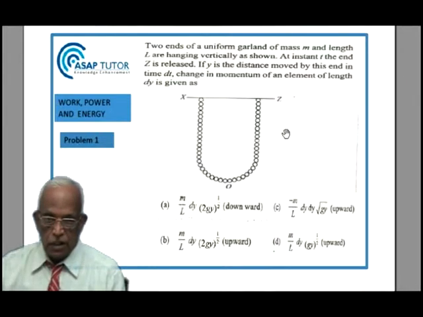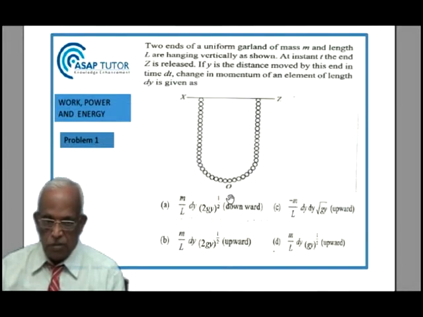If y is the distance moved by this end in time dt, so it's going to go down in a straight line. In time dt, what is the change in momentum of an element of length dy? These are the four answers. Understand the physics of it.